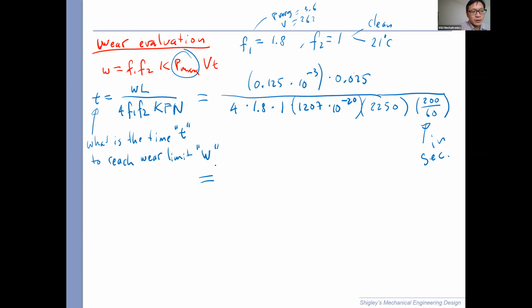Okay, so now we find this is 4.79, 10 to the 6 seconds. Because we do everything in SI and in seconds, then our result will be in seconds. That is equivalent to about 1331 hours. I wonder what that is in terms of days.